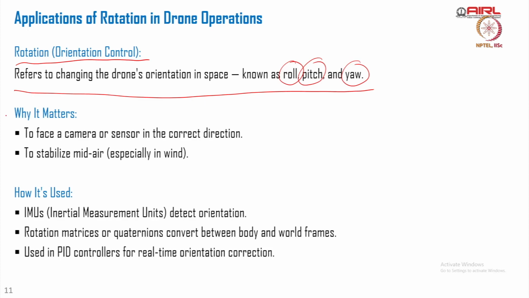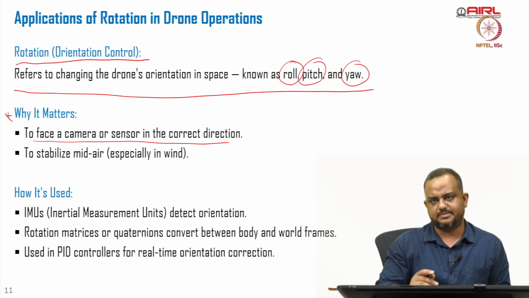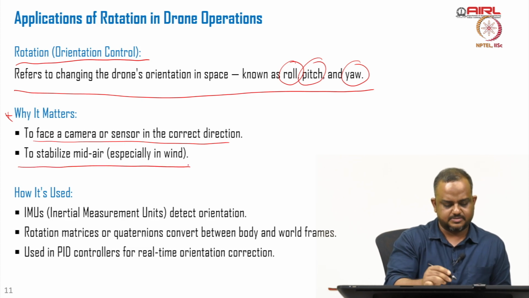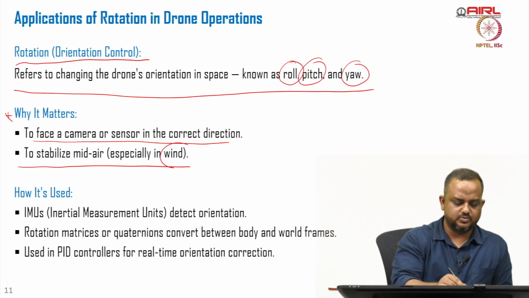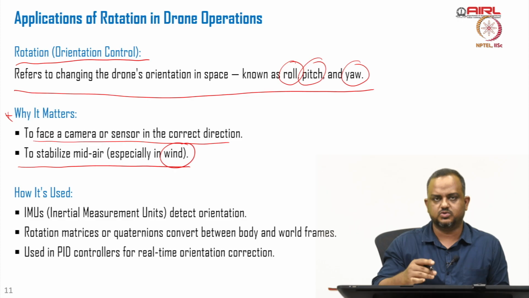So why is it important? It is important because in some scenarios, say to face a camera or sensor in the correct direction, the drone needs to rotate from its frame of axis to a proper orientation, so that it can capture necessary details. The second thing is to stabilize in mid-air, especially when there are sudden wind gusts. At that particular time the drone needs to roll a little bit to maintain stability.